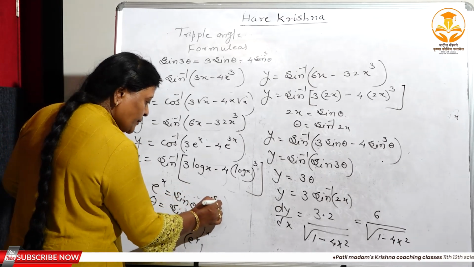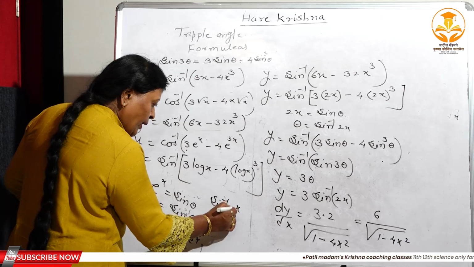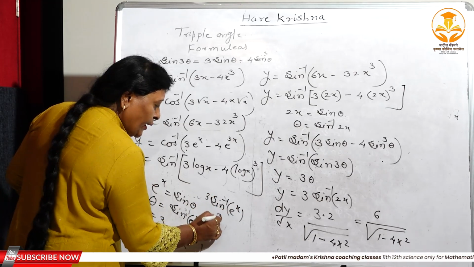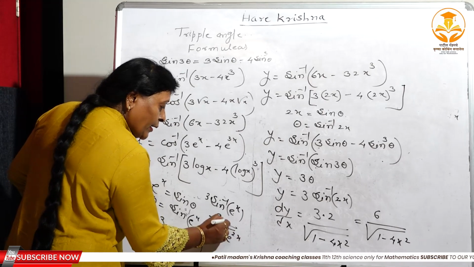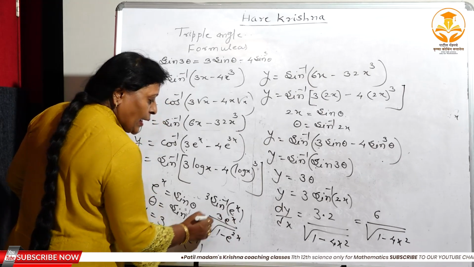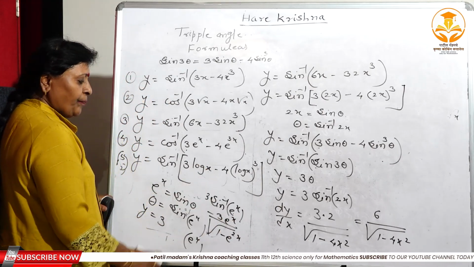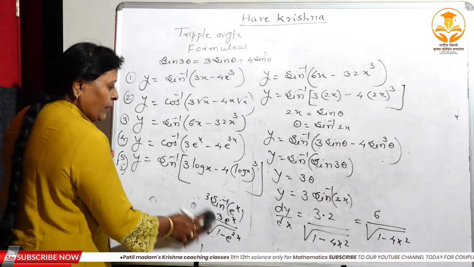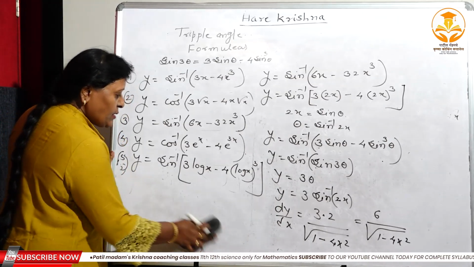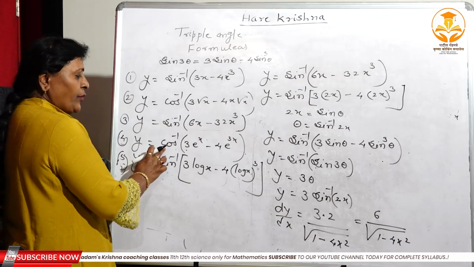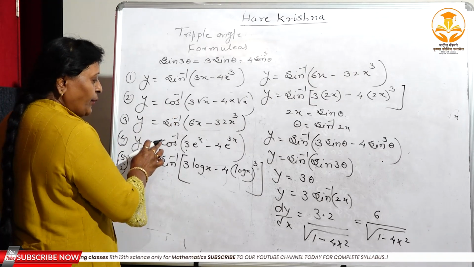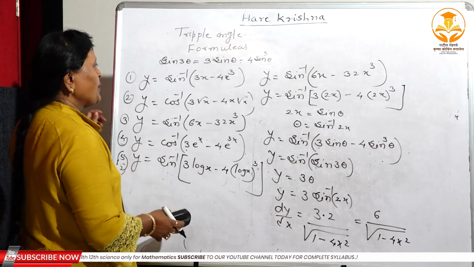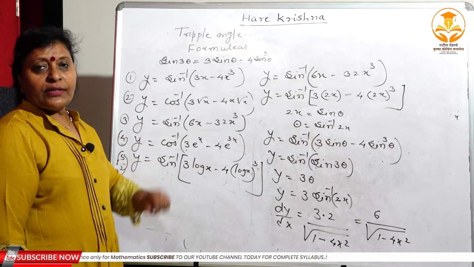The derivative of sine inverse e raised to x: 3 times 1 upon root of 1 minus e raised to 2x, times the derivative of e raised to x, which is e raised to x, and here you have only the minus sign. Only the minus sign is there, right? Because we have taken it as a cos inverse. Whenever you take the cos inverse, you get the minus sign, and when you take the sine inverse, you get the positive result.